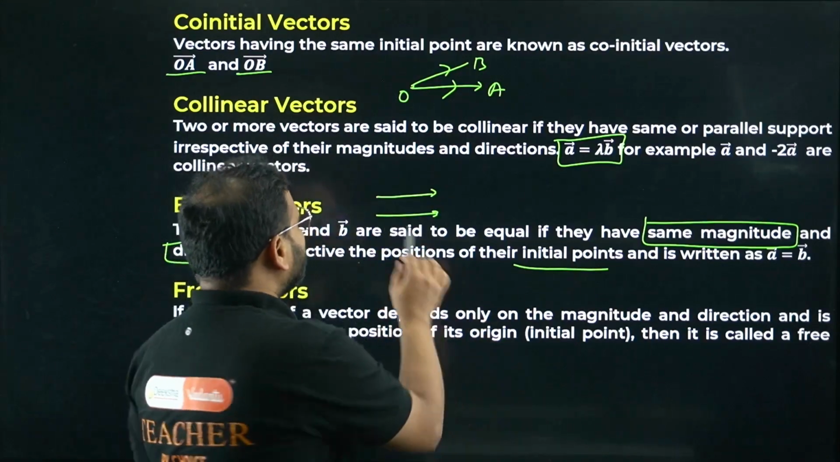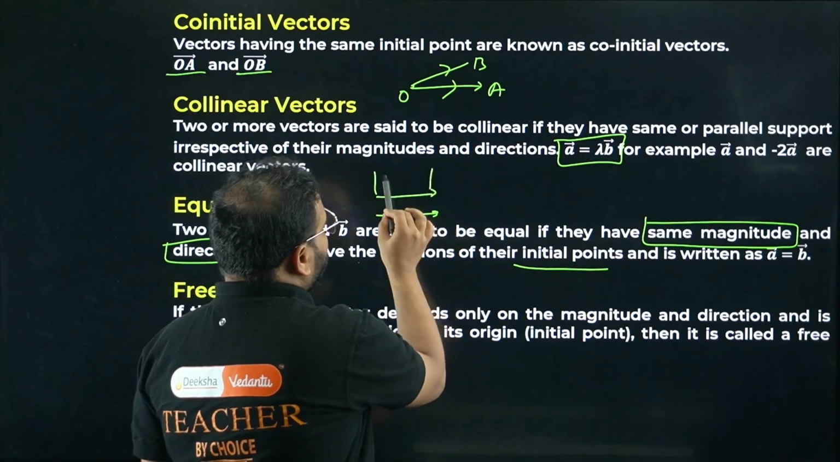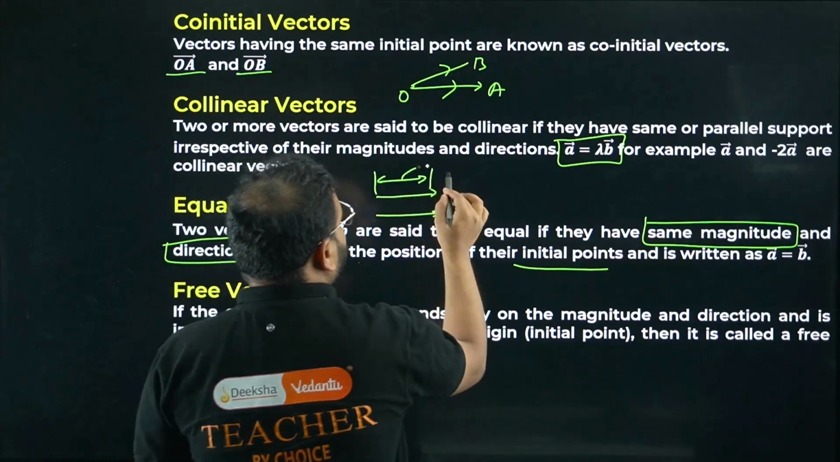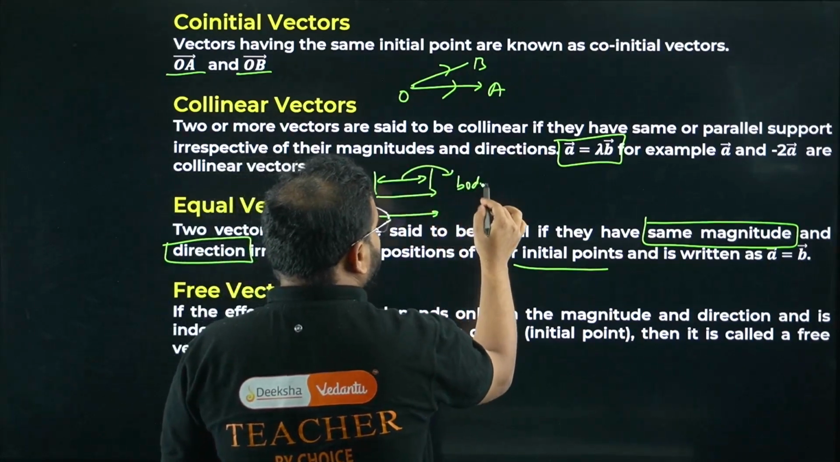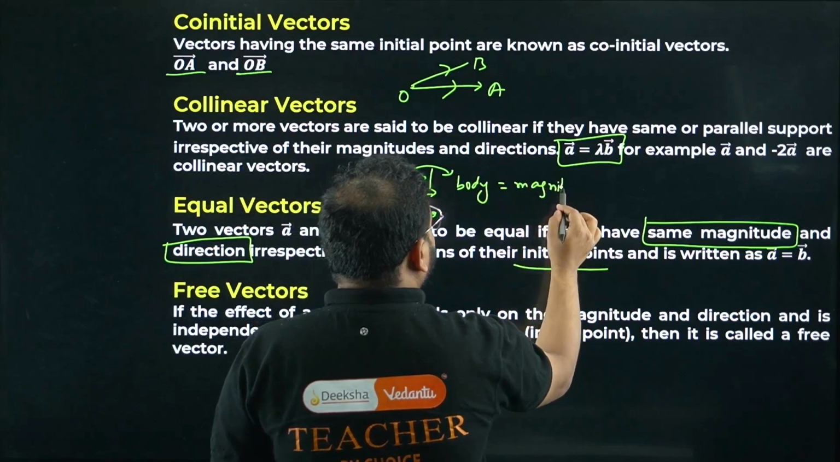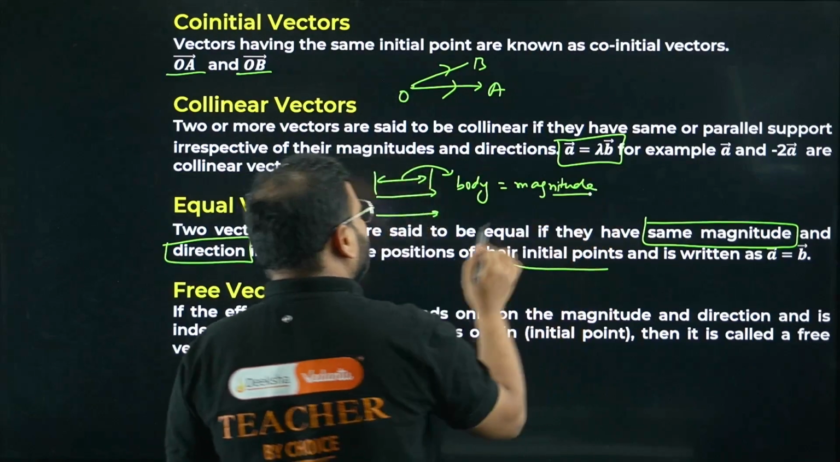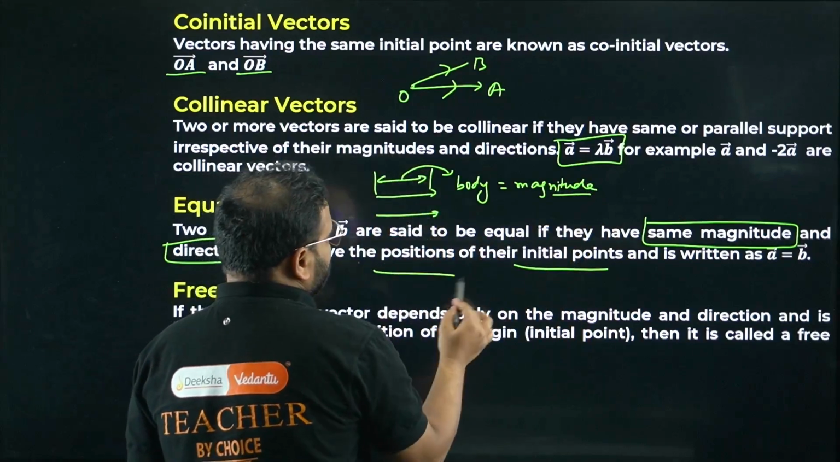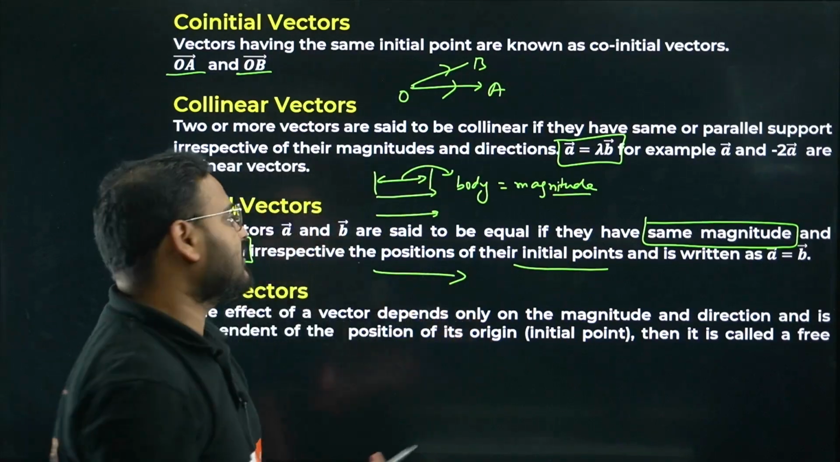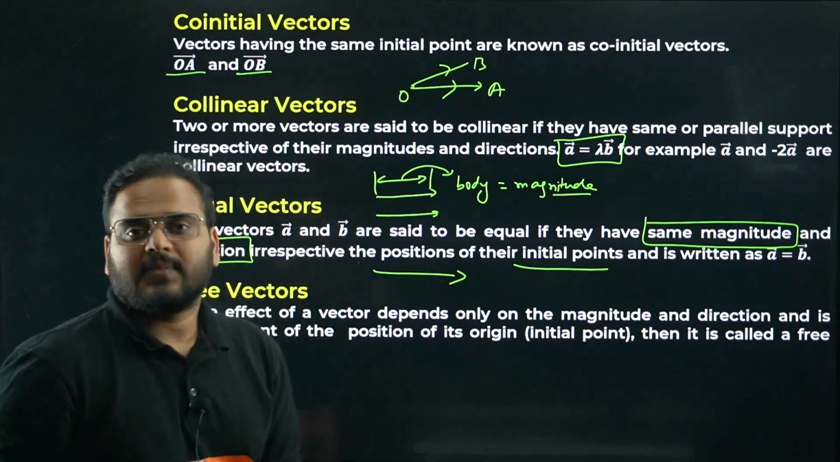This is called the body length of the vector. This body over here represents the magnitude. If I draw a vector which is a little longer than this, it simply means that this vector is bigger in magnitude than the other two vectors. I hope this is clear.